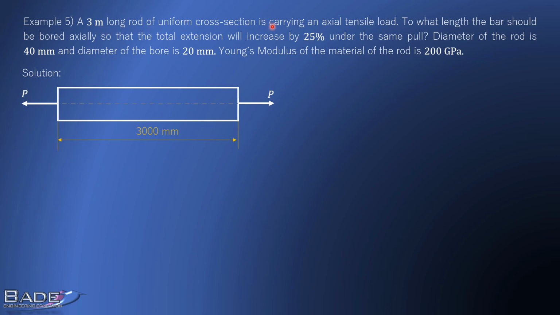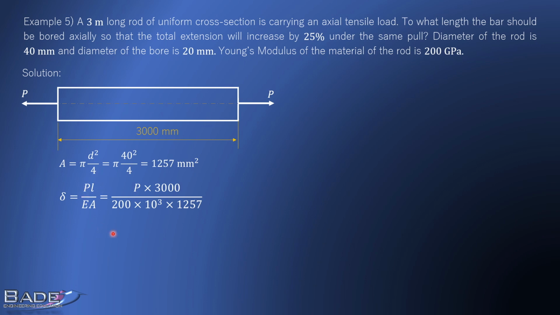3-meter long rod, that is 3000 millimeter. Uniform cross section carrying an axial tensile load, whose magnitude is unknown, so we have used letter P for that. Area is 1257 millimeter square. Delta is PL by EA.